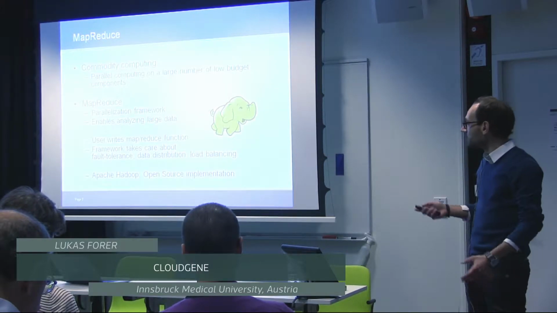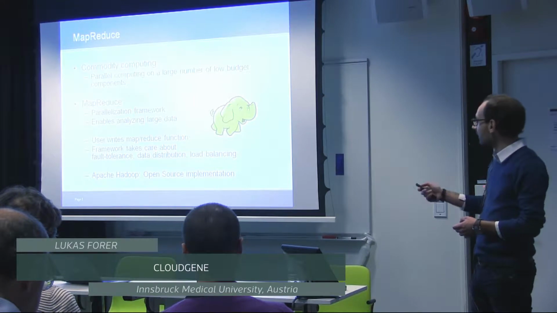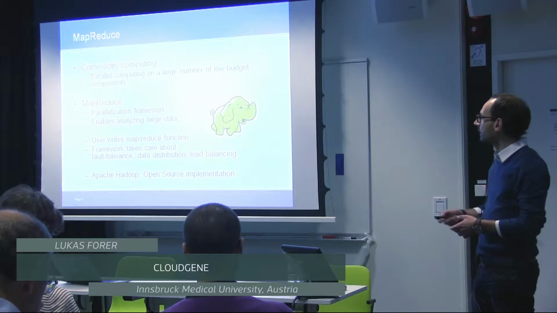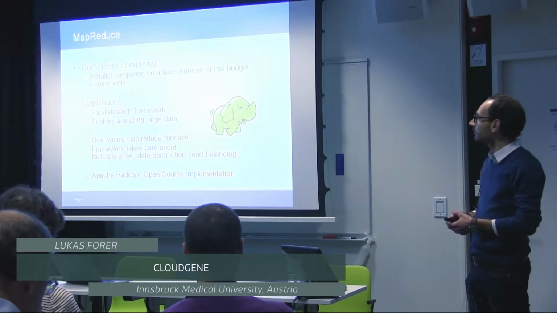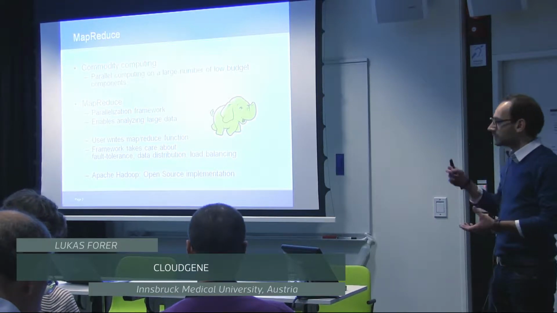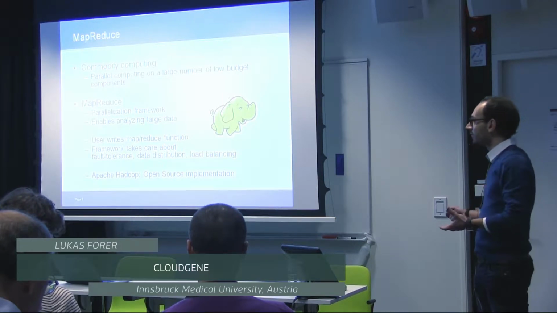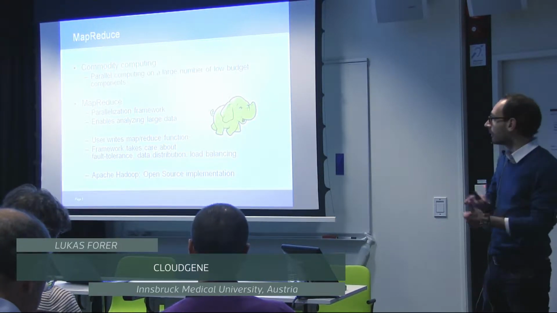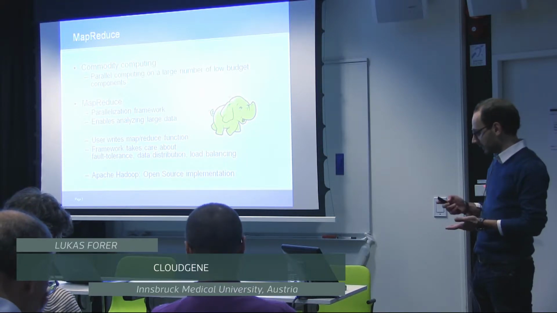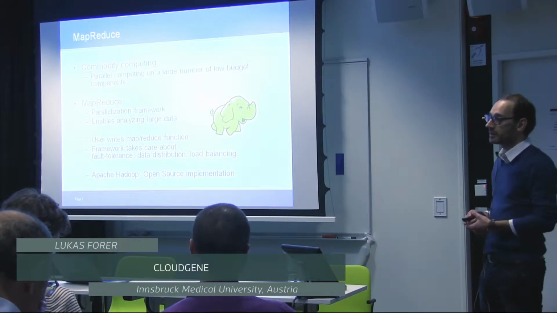And with MapReduce, we have a parallelization framework that was developed especially for that kind of computer hardware, computer infrastructure, and was developed by Google in 2004 and enables us to analyze large data sets. So the user, the developer, has to write only a map and a reduce function, and the framework itself takes care about fault tolerance, data distribution, and load balancing. And Apache Hadoop is the most used open source implementation of the MapReduce framework.